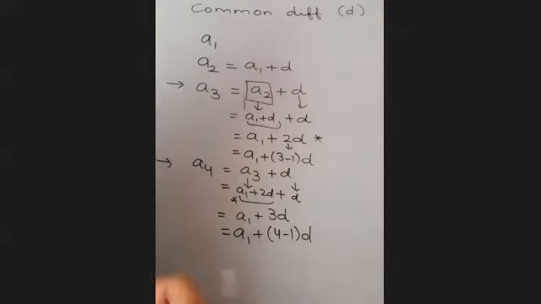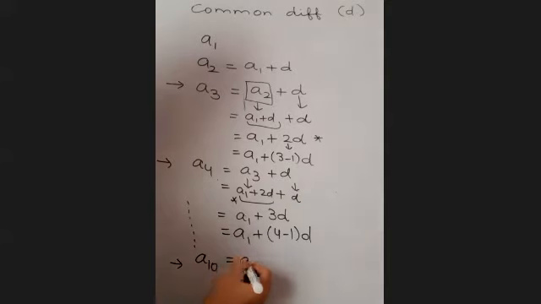So now continuing like this, can you please tell me what will be the formula for the 10th term? Directly, A1 plus how many D? 10 minus 1 D, which is 9D.